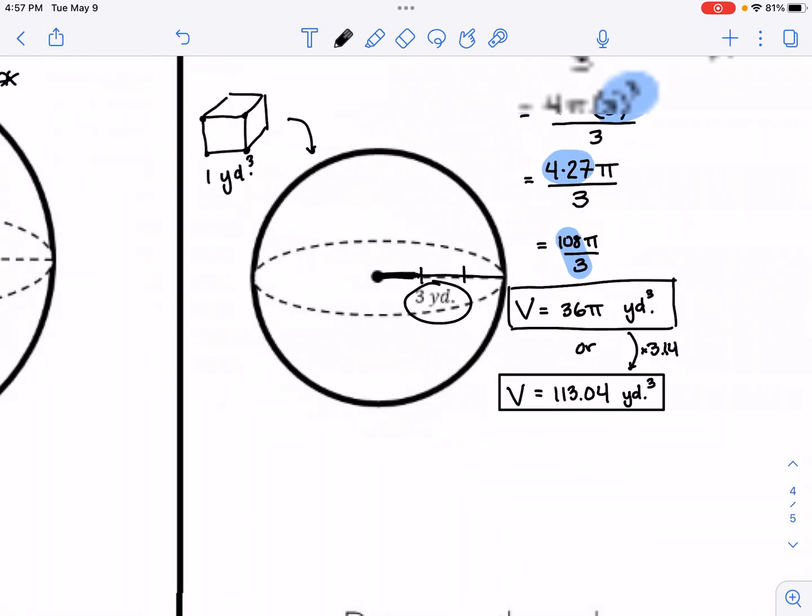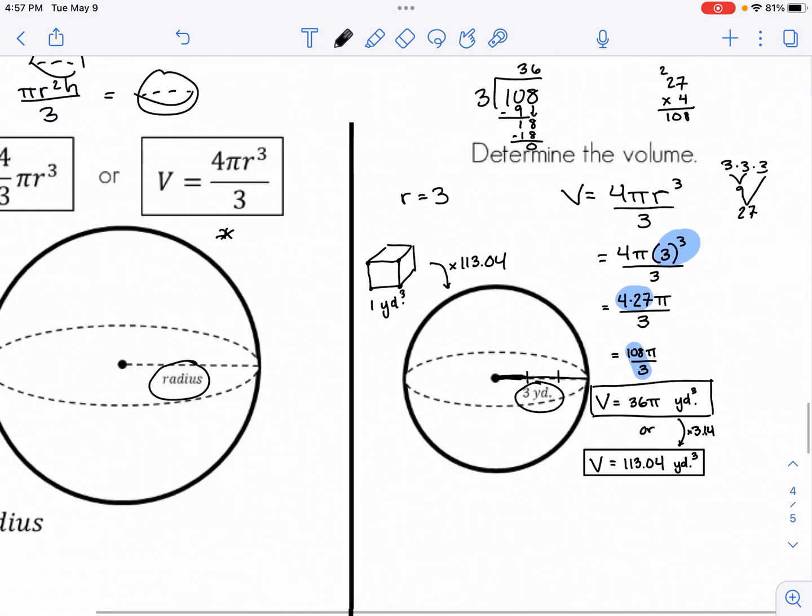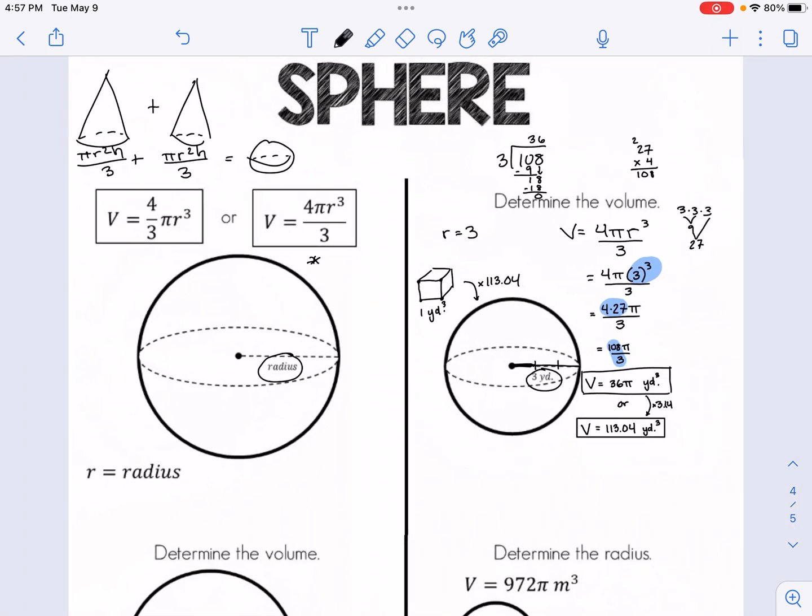So it turns out that maybe this isn't quite to scale, but it'd take about 113 and 4/100ths of these cubes to fit into this sphere with the same radius in terms of yards. All right, let's move on to the next one.